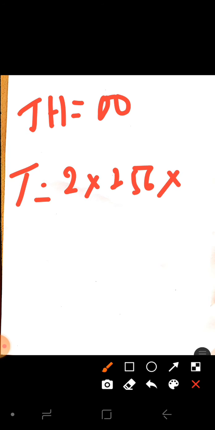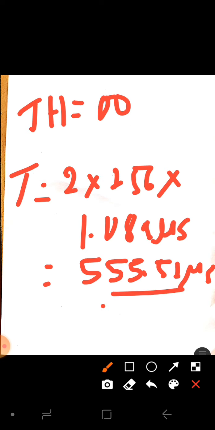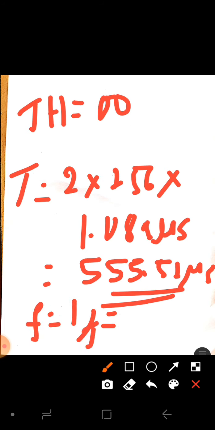Right, then the period can be 2 into 256 into 1.085 microsecond, which is equal to 555.52 microsecond. So frequency f is equal to 1 by t. So f is 1 by 555.52 microsecond, which is equal to 1.8 kilohertz. This is the smallest frequency which can be achieved for the given program.